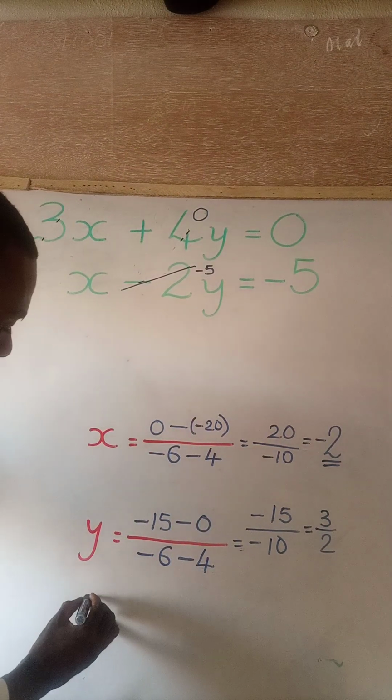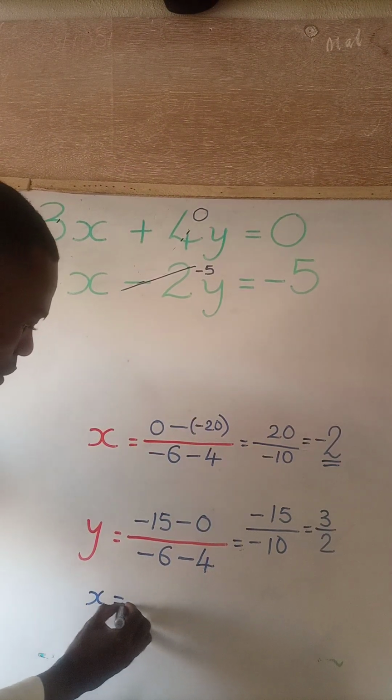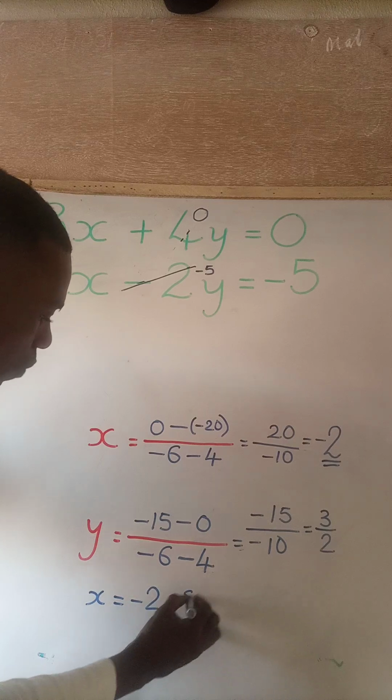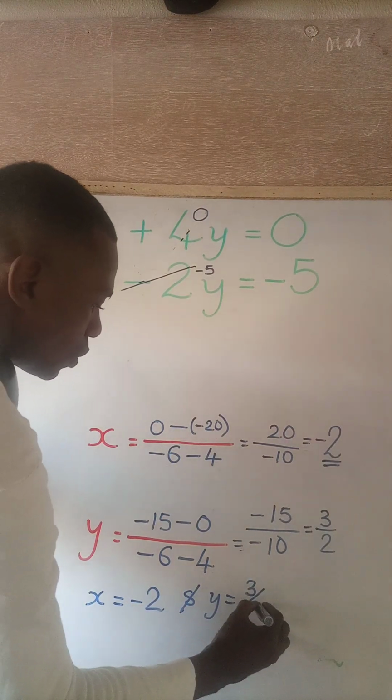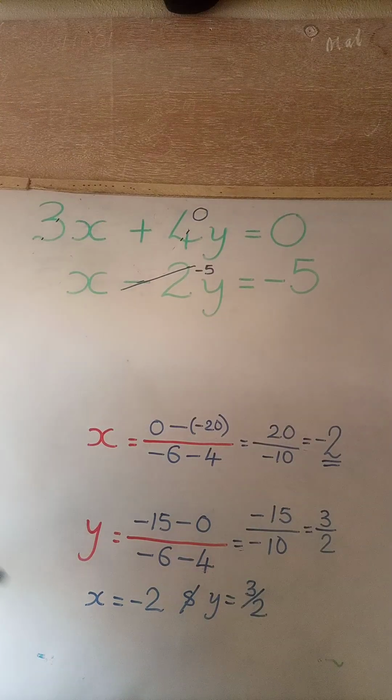So the answers are x is equal to minus 2 and y is equal to 3 over 2. And note that 3 over 2 is the same as 1.5.